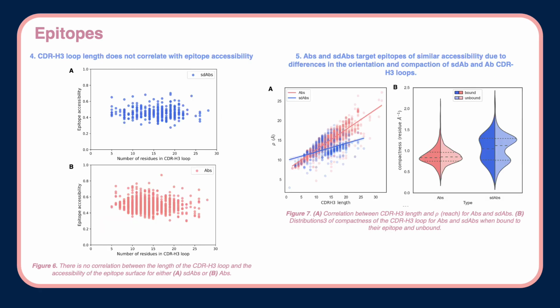Further to this, we find no correlation between the length of the CDRH3 loop and epitope accessibility. We propose that the ability of antibodies and single-domain antibodies to target epitopes of similar accessibility is due to differences in the orientation and compaction of their CDRH3 loops. So we find that although the CDRH3 in single-domain antibodies tends to be longer, this may not translate to greater reach in all cases due to compaction of the loop against the rest of the VH domain rather than the loop extending out into space.